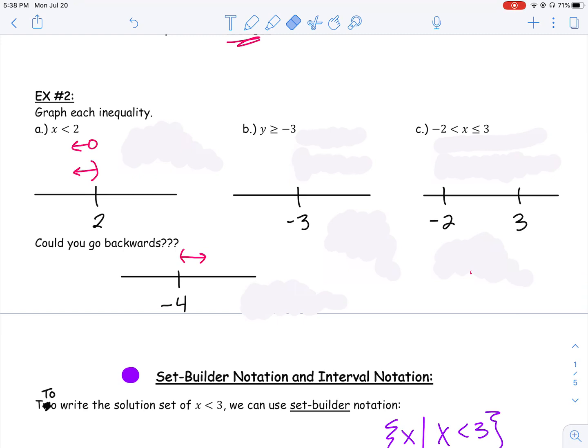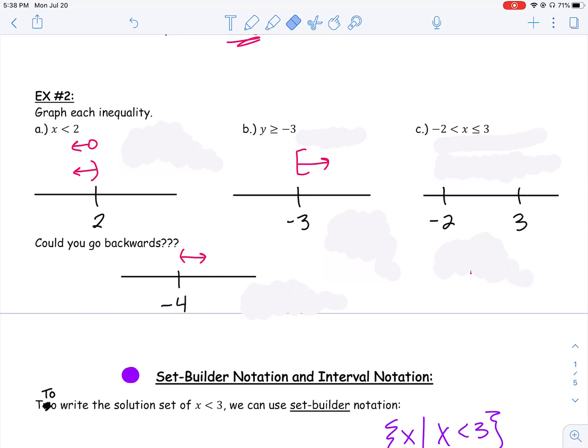Let's look at B. B says y is greater than or equal to -3. So on my number line, I put -3. It's equal to this time, so then I want to use a bracket, and then I want to be greater than. So I'm going to draw an arrow to the right. I'm going to use a squared off bracket now and put an arrow to the right, indicating that I can equal -3 or be bigger than -3.